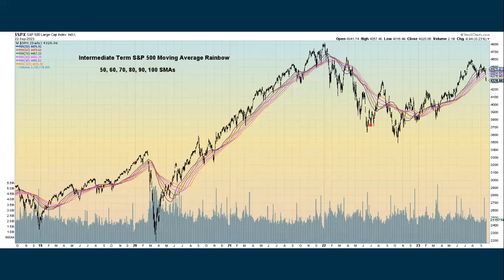Then we have an intermediate term rainbow chart going from 50 periods up to 100 periods, where we're dropping down below the rainbow. Now, we haven't been here for very long, so these lines continue to go up. The longer we stay down below this rainbow, the more these lines are going to roll over, and that could turn more negative.